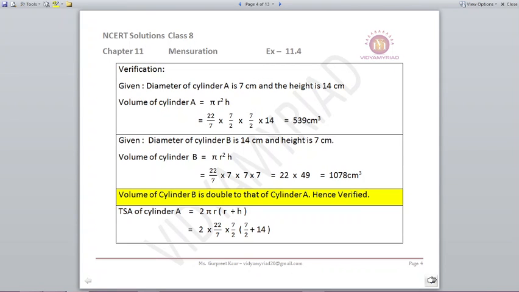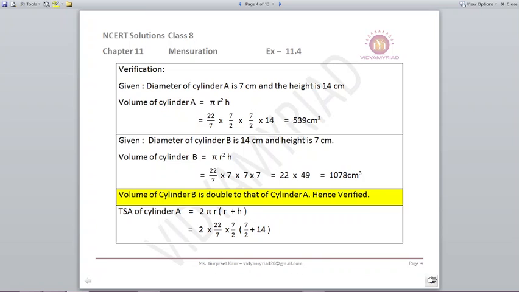For cylinder A, diameter is 7 and height is 14. That means the volume of cylinder A is pi r square h, which is 22 by 7 into 7 by 2 into 7 by 2 into 14. Why are we doing 7 by 2? Because we are given the diameter, so we have to use radius, which is diameter divided by 2. That comes out to be 539 centimeters cube.